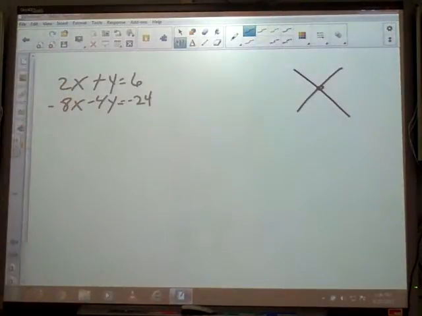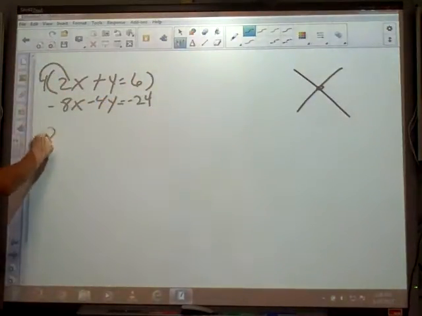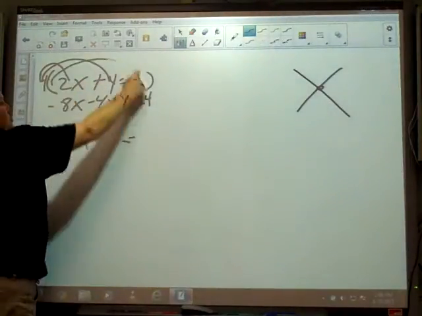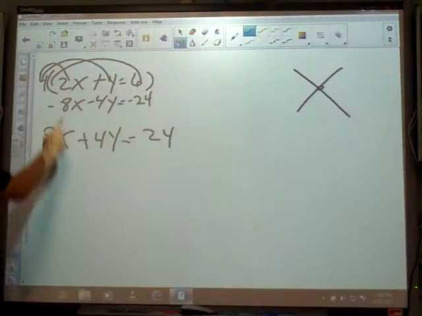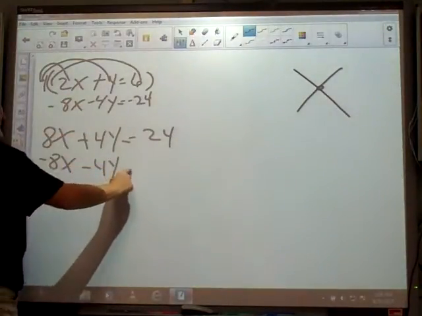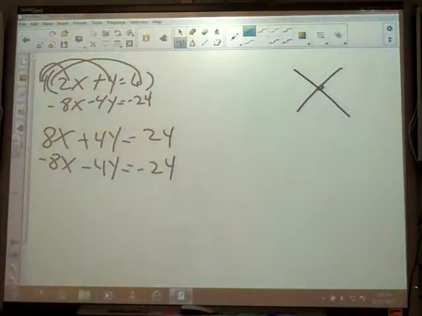That's because this is one of those strange ones. But let's go with what Aaron said on that. That gets me 8x plus 4y equals 24. Here I still had negative 8x, negative 4y equals negative 24. Now some of y'all notice something's crazy already.